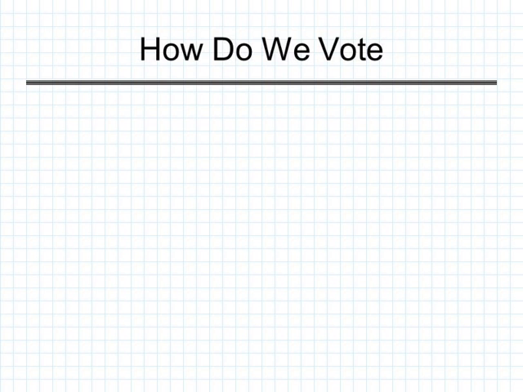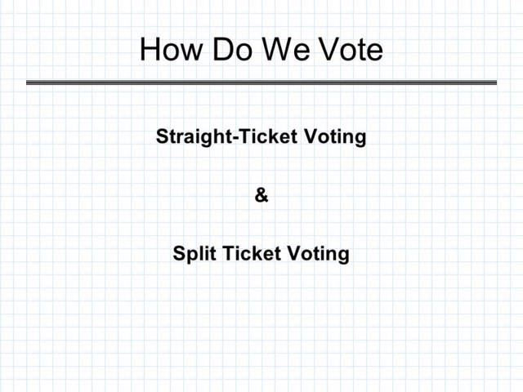And the first two types of voting that we find here in the United States are straight ticket voting and split ticket voting. Right now, let's take a look at the difference between straight ticket voting and split ticket voting and some of the things that have happened in the country that have impacted whether Americans vote straight ticket or they vote split ticket.